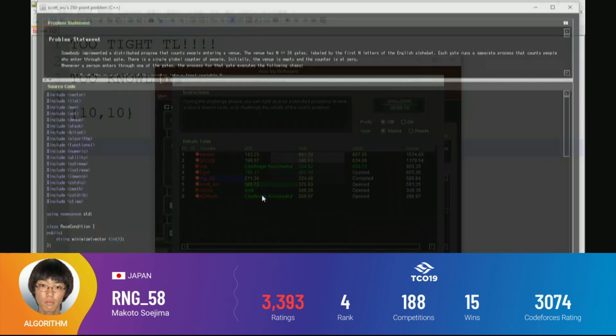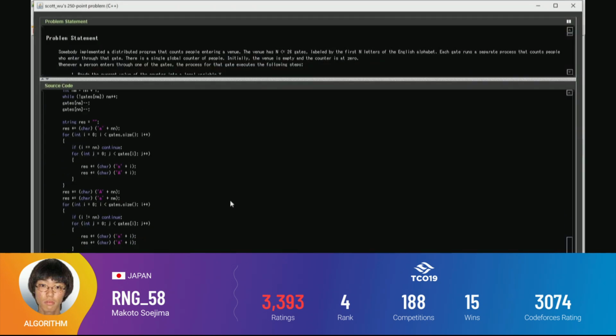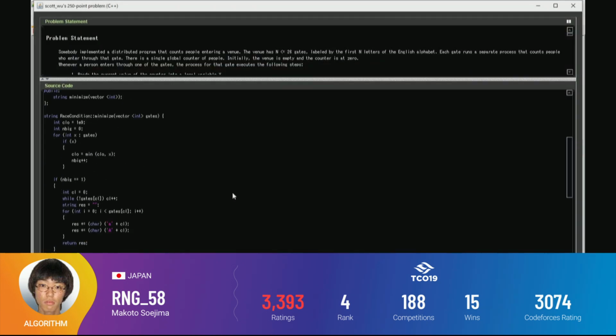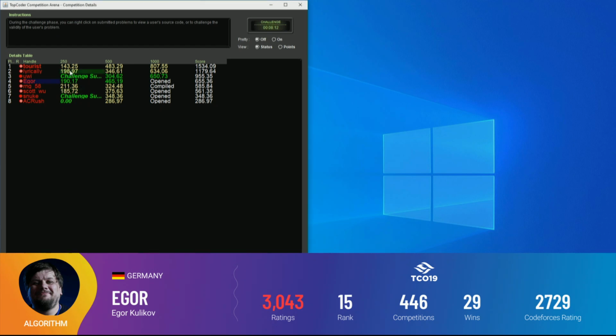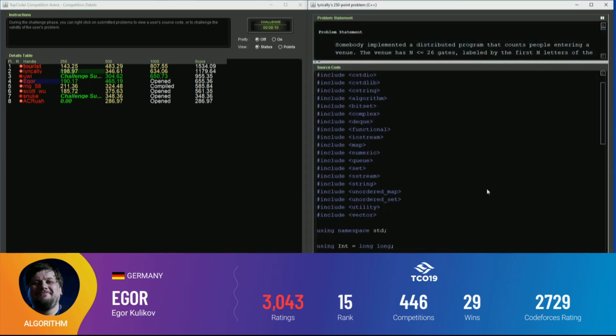As for RNG, most people are just looking at the 250s. There might be some challenges for the 500, it's a little bit unclear. But nobody's really looking at those right now, because I think the 250 has the more obvious candidates for wrong solutions. But we can see them transitioning to 500s maybe soon.